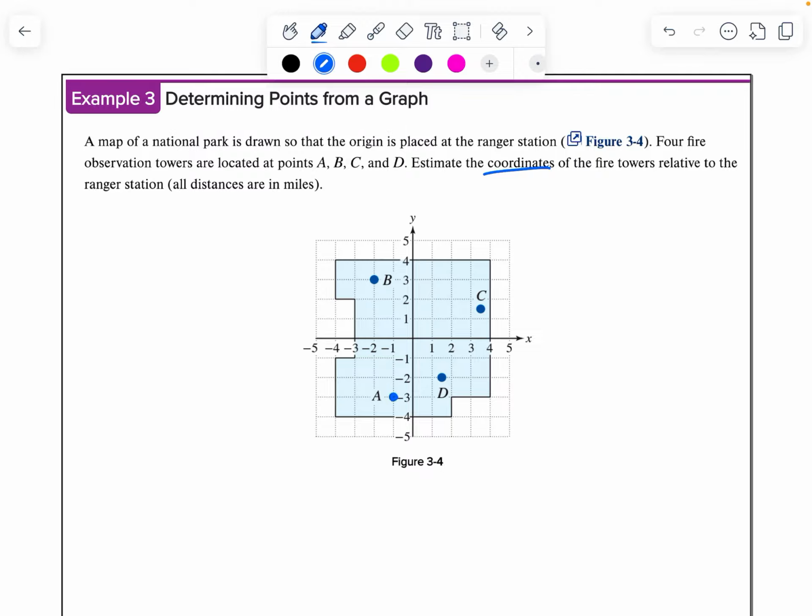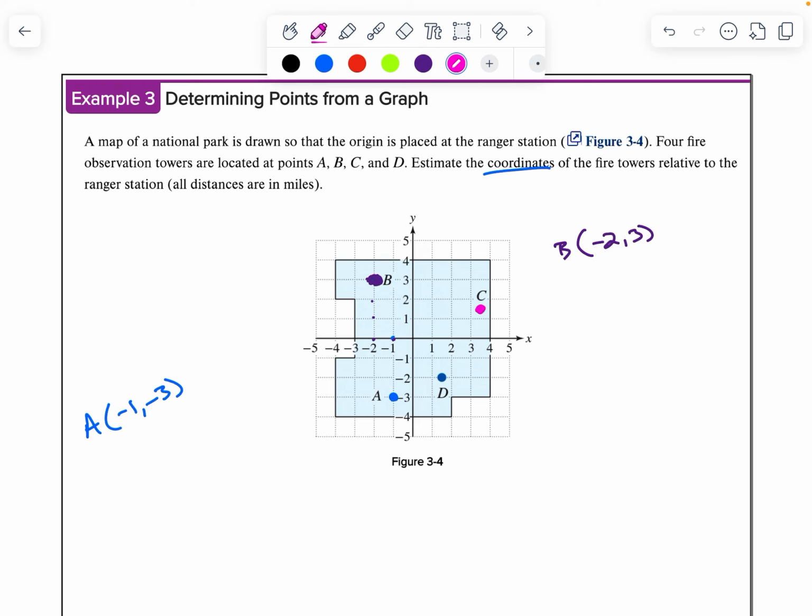So for point A here, what are the coordinates for point A? Well, it looks like I go left 1 and down 3. So point A is at negative 1, negative 3. Left 1, down 3. Point B, I went left 2 and up 3. So left 2, up 3 is point B.